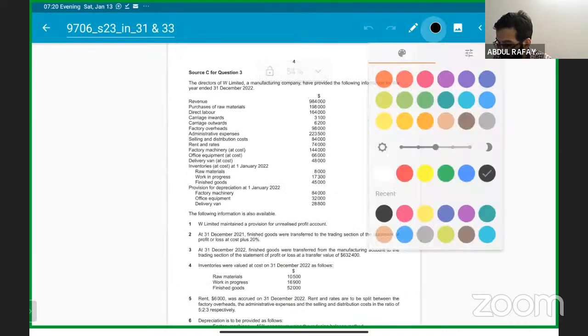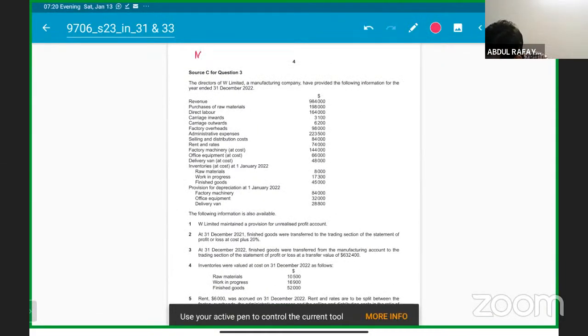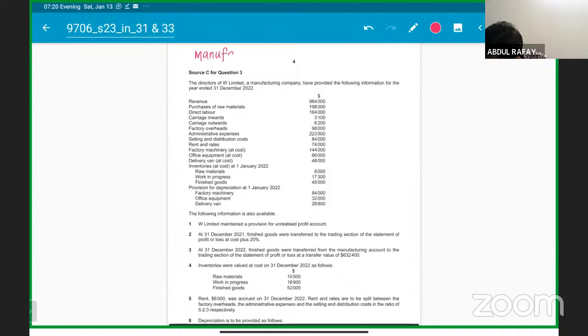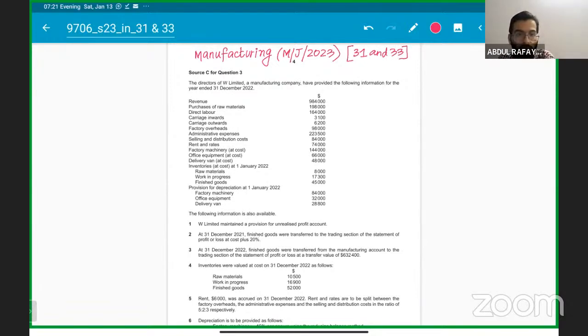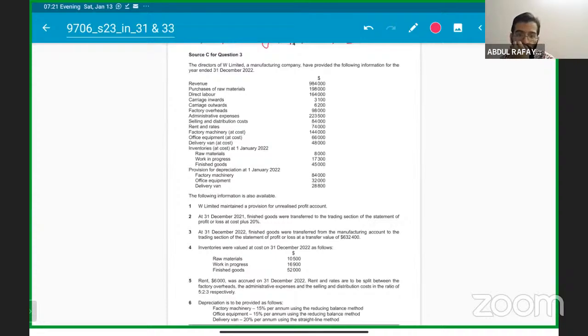Bismillahirrahmanirrahim. So what we have is the manufacturing question from May, June 2023. All the concepts. So we have May, June 2023 paper. This question came in paper 3, variant 1 and paper 3, variant 3 as well. So we have manufacturing accounts, and we have to solve this 25 marks question.